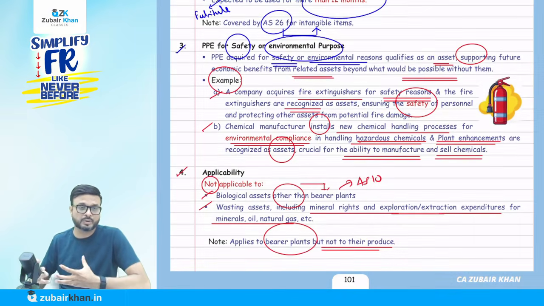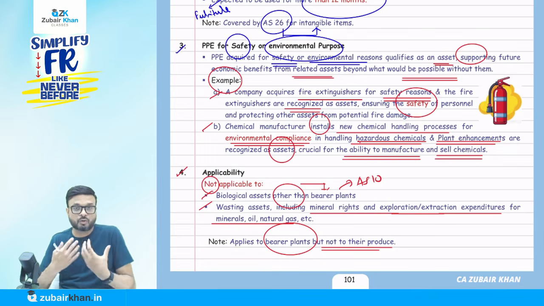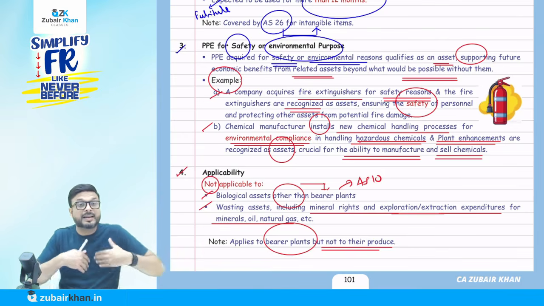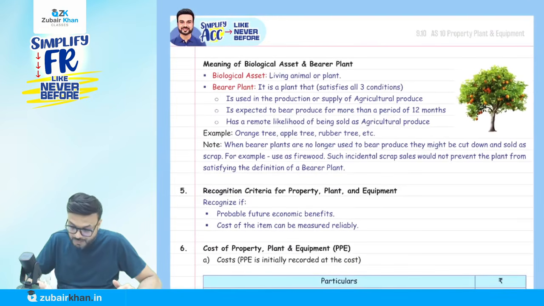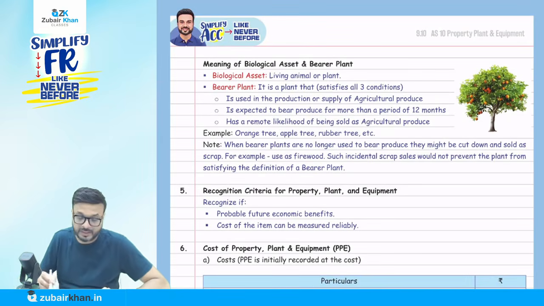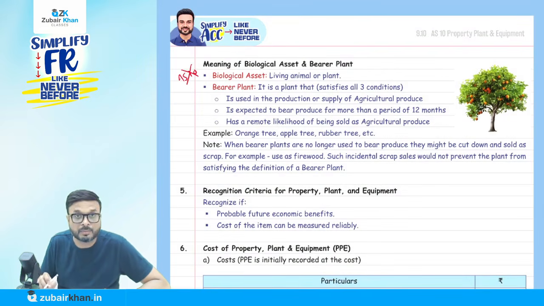What does it mean? I will come to that. But before that, you have to understand what you mean by biological asset and what you mean by bearer plant, because AS10 is not applicable to biological asset, but it is applicable to bearer plant. So first of all, what do you mean by biological asset? AS10 is not applicable to biological asset.